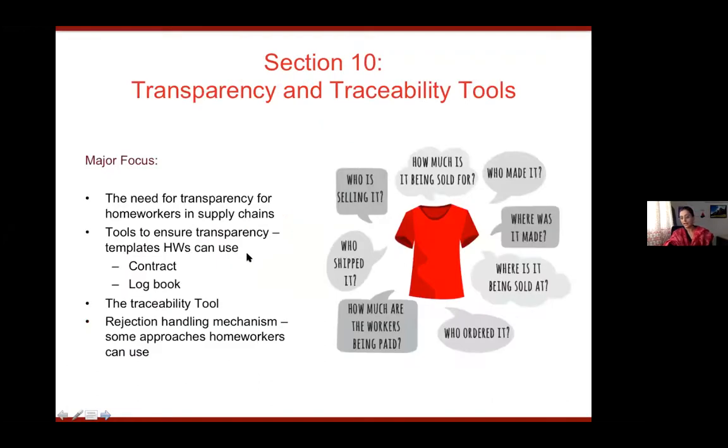The last chapter that we have in the toolkit is on transparency and traceability tools, the need of home workers regarding transparency in the supply chains. We've talked about what are the various tools that we can have. So we've given a sample contract letter, also a sample logbook, which can be countersigned by home workers as well as the contractors and subcontractors. We've also talked about traceability tools and mapping of supply chains. And lastly, we've talked about the rejection handling mechanism and some approaches that home workers can use. So this is in a nutshell what we have in this toolkit.